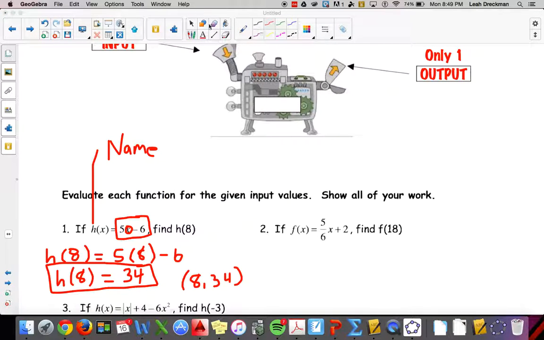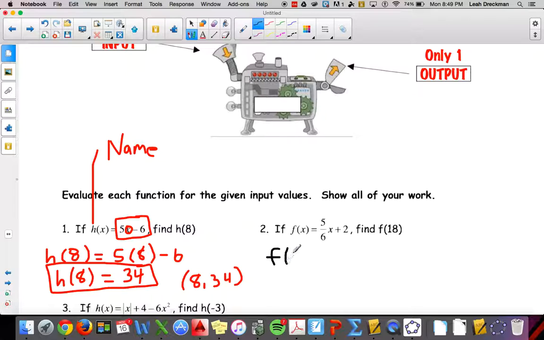All right. Let's try another one. So f of 18 is the next one we're going to evaluate. So f of 18 means every time I see an x on the right side of the equation, we're going to replace it with 18. So 5/6 times 18, and then we'll add 2 to that total.